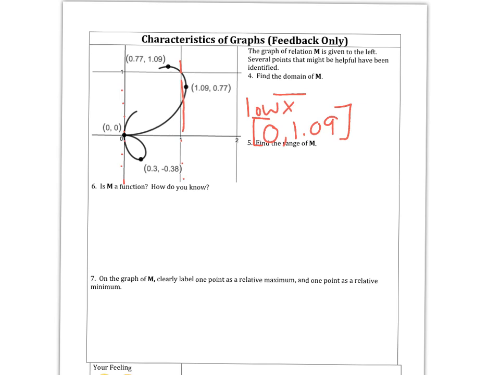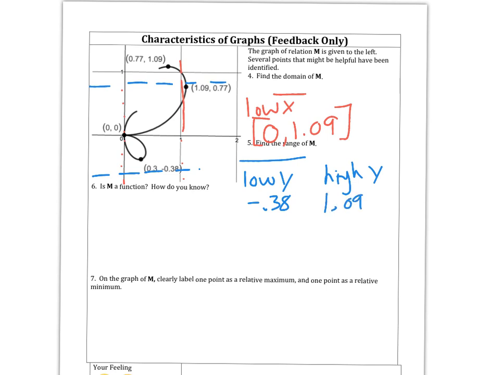Cool. Okay, find the range of m. I got to find my lowest y value, so low y, and that's going to be negative 0.38. And my highest y value, which is going to be 1.09. The range is going to be the interval that includes all those points.